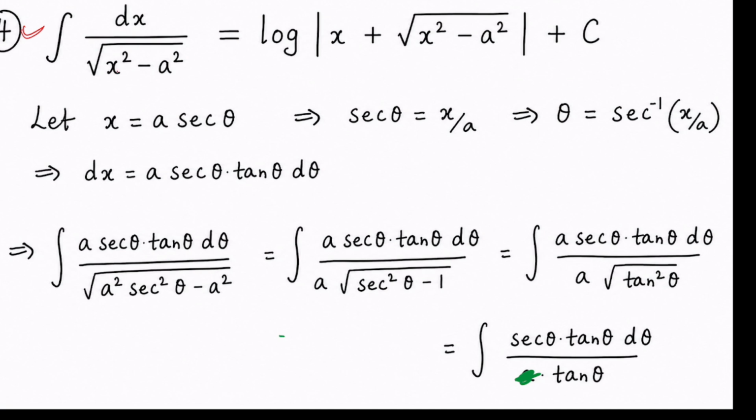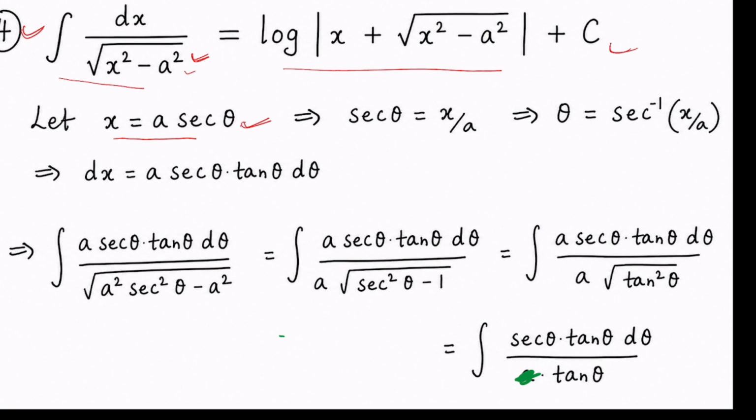The fourth one says that the integration of dx over square root of x square minus a square is nothing but log of modulus of x plus square root of x square minus a square plus c. For this we should apply the transformation x is equal to a secant theta, because directly we cannot integrate this expression. We have to simplify this.